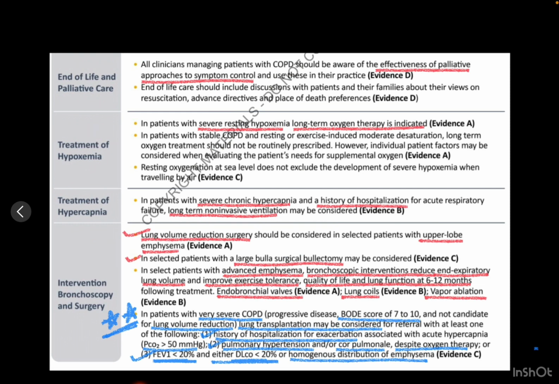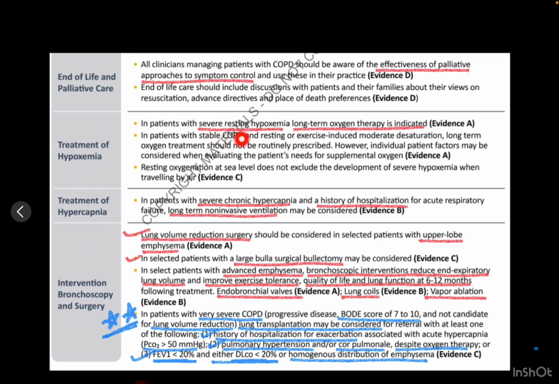They are talking about end of life and palliative care. All clinicians managing patients with COPD should be aware of the effectiveness of a palliative approach to symptom control and use it in their practice. End of life care should include discussion with patients and their families about their views on resuscitation, advanced directives, and place of death preference. So we should discuss these things with the patient and their families.